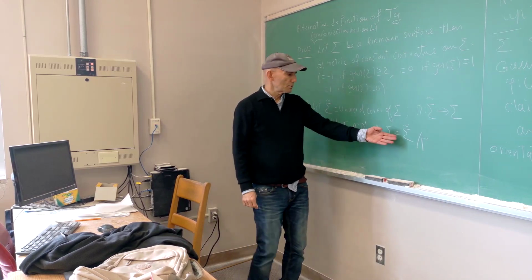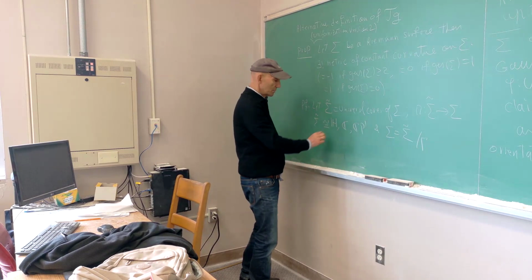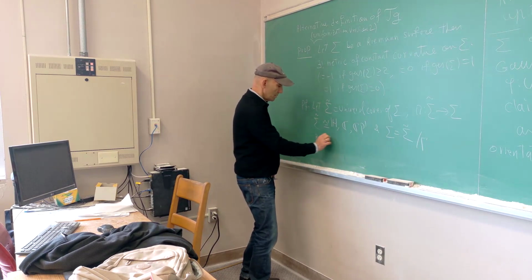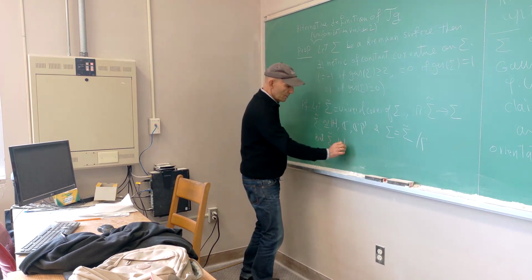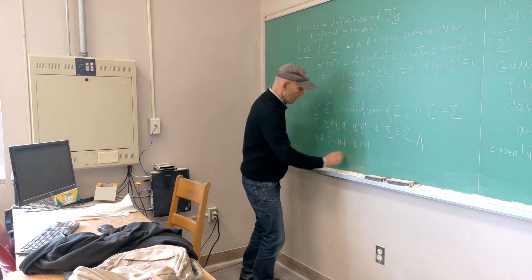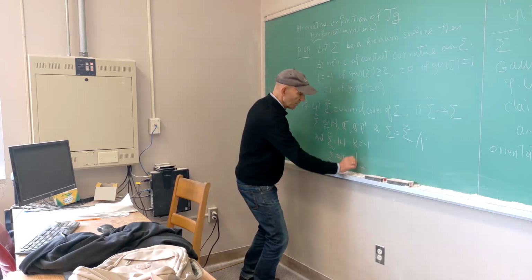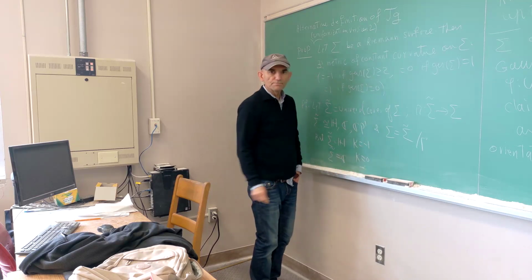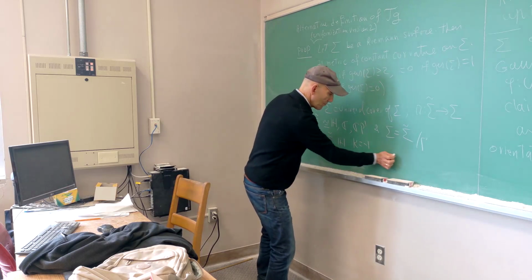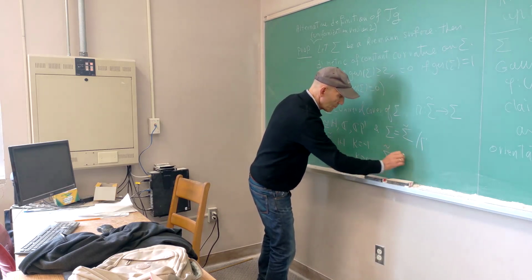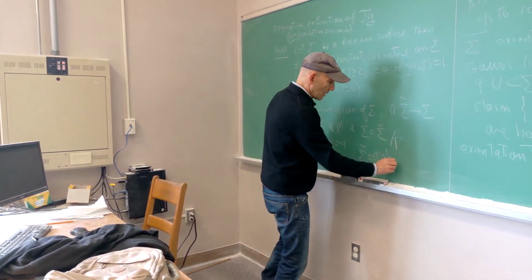Okay. Now, sigma tilde has a metric of constant curvature in each case. I mean, the upper half plane has a metric of constant curvature equal to -1. If sigma tilde is C, it has a metric of constant curvature equal to 0. And if it's CP1, it has a metric of constant curvature 1.